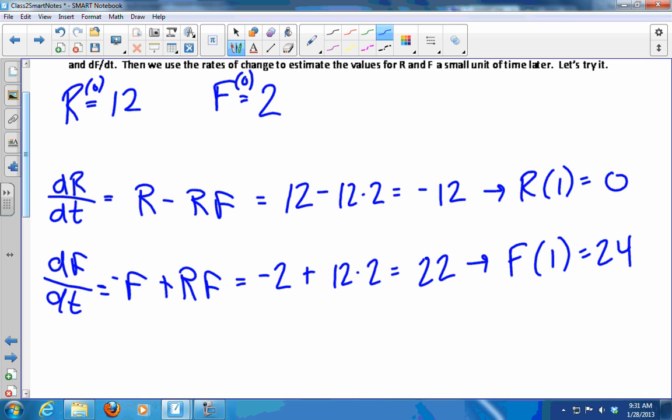So we started with 2. We calculated dF/dt to be 22, and this is foxes per unit of time, right? Because change in foxes over change in time. So take how much you had before, add how much it changed, and you get 24. So we don't have to continue to do this over and over. In fact, we're going to do more with this numerical technique in a couple of days. I just wanted to give you an idea what you would do.